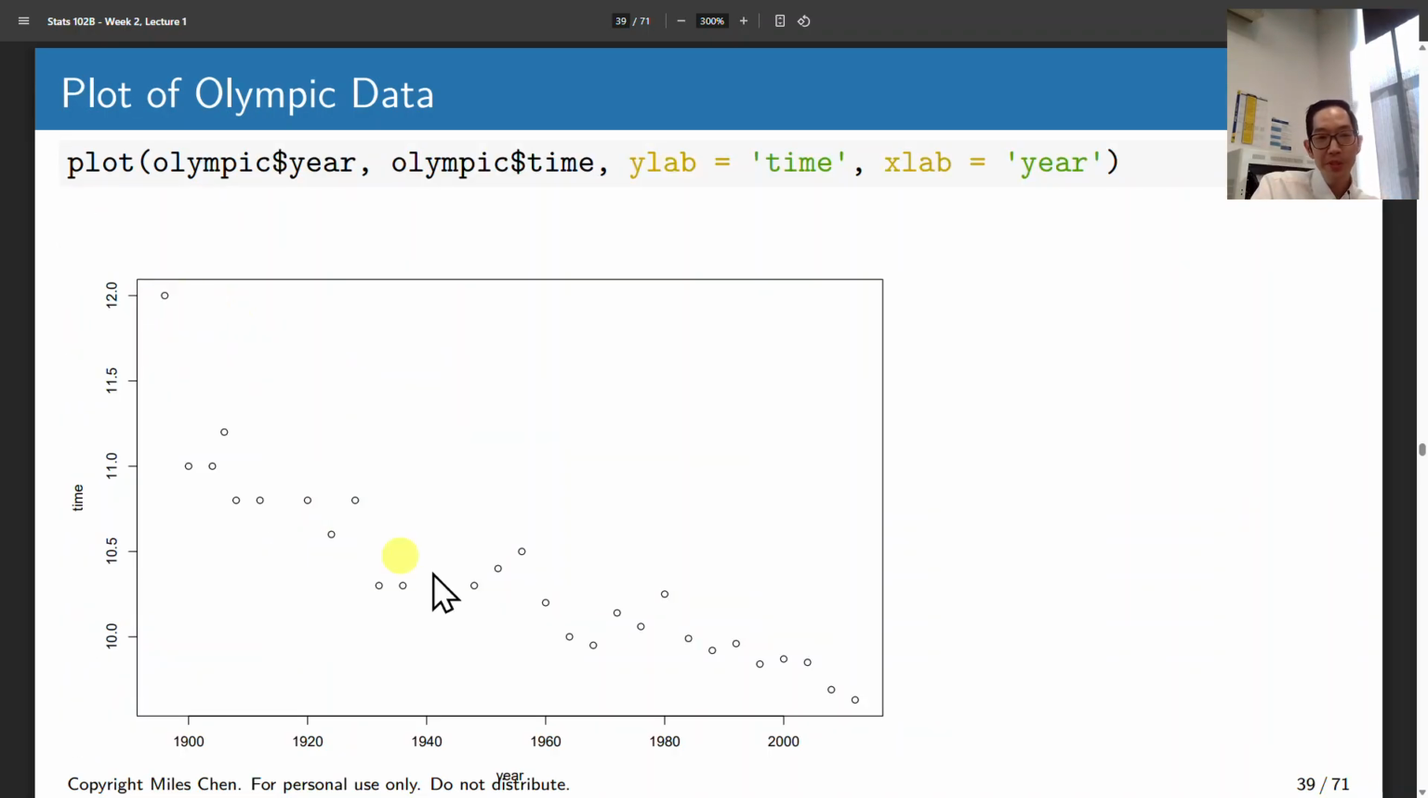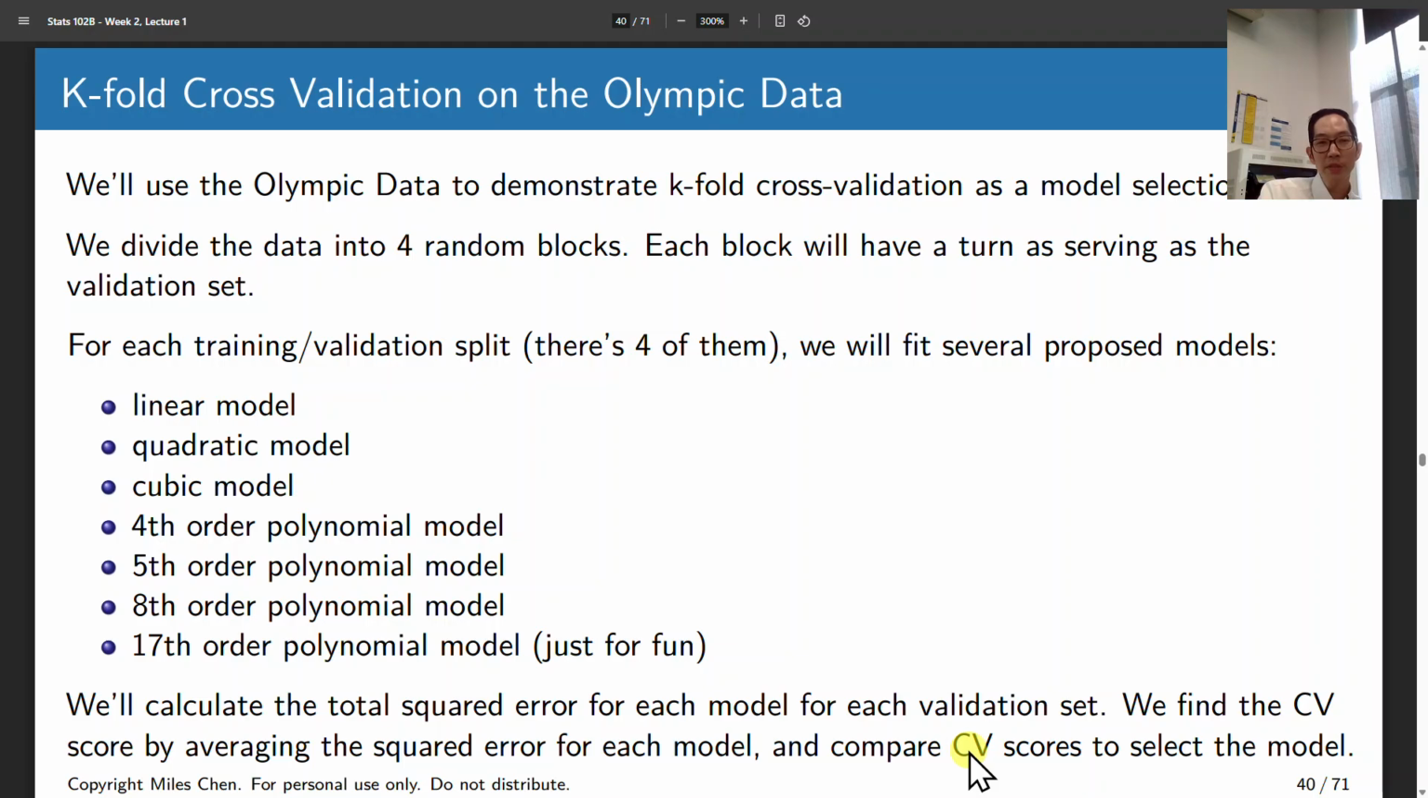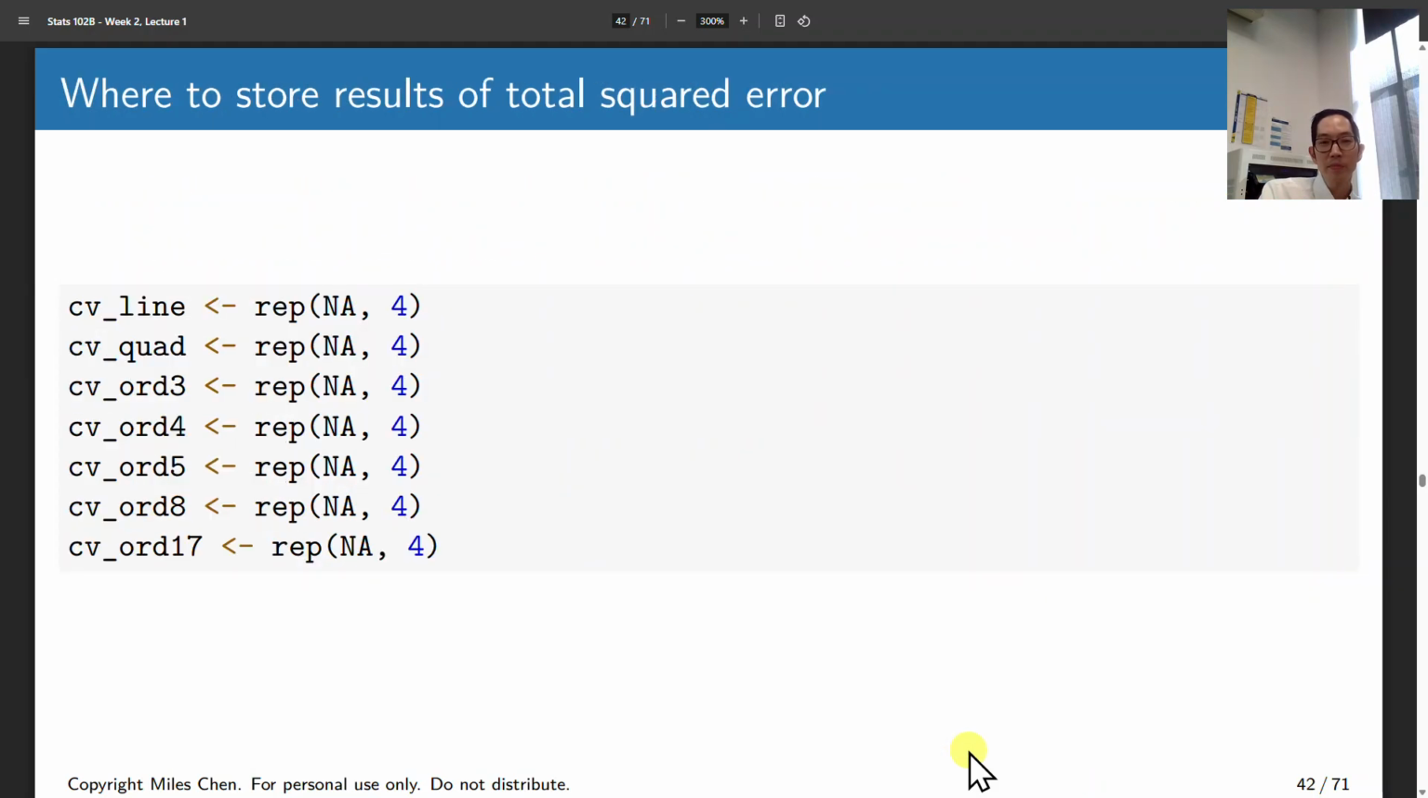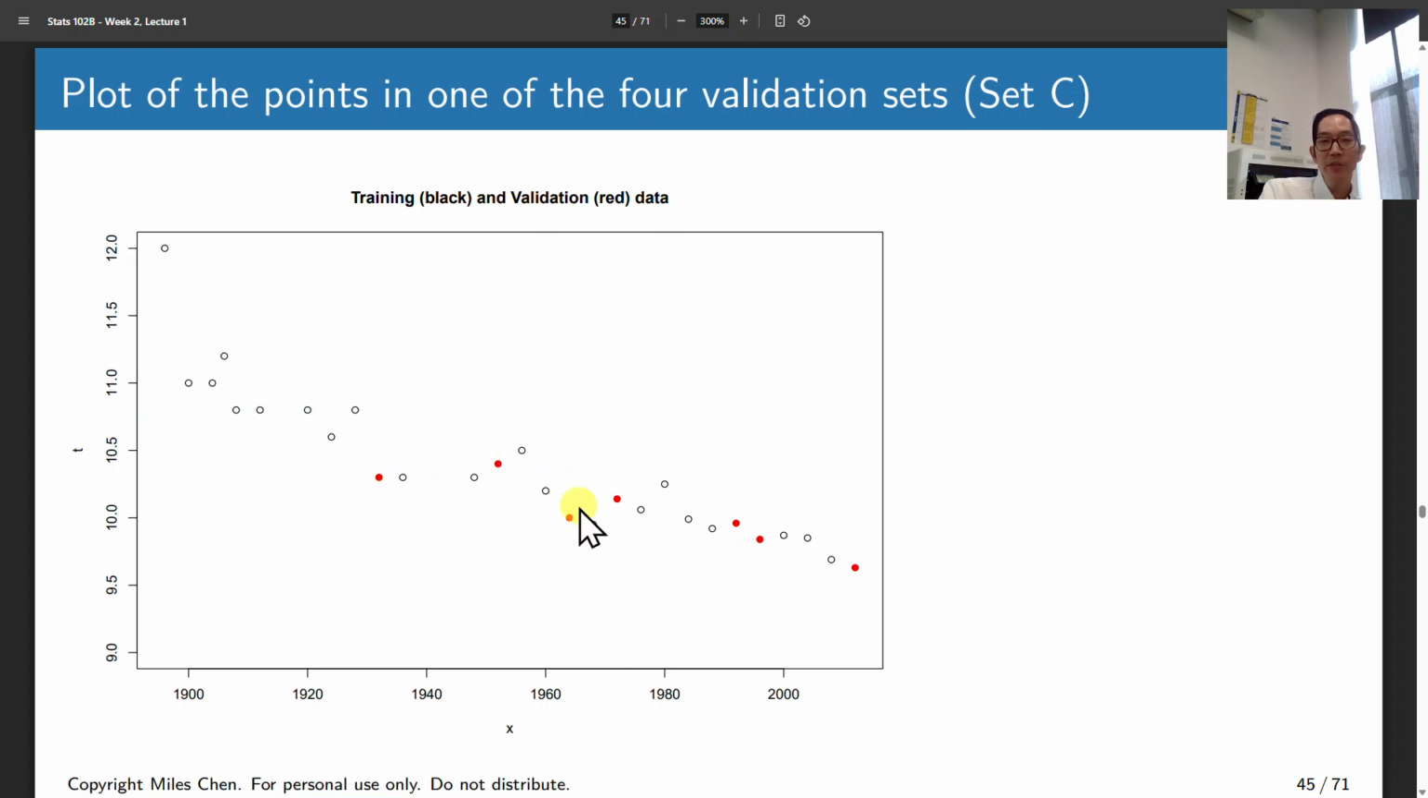Okay, so here's all 28 data points, and just arbitrarily, let's say these 7 will be the data points in my validation set, okay? So all 28 observations will get partitioned into 4 sets, and this is just one of the 4 sets: these 7 points in red, 1, 2, 3, 4, 5, 6, 7. This is one of the validation sets. This is validation set C. And we fit the data to the remaining 21 points, okay?